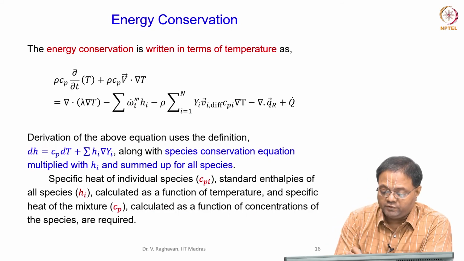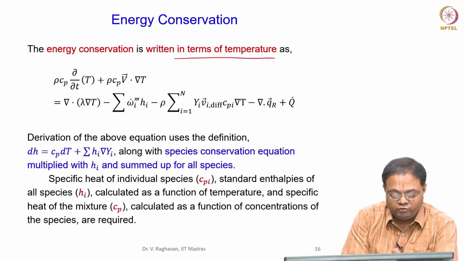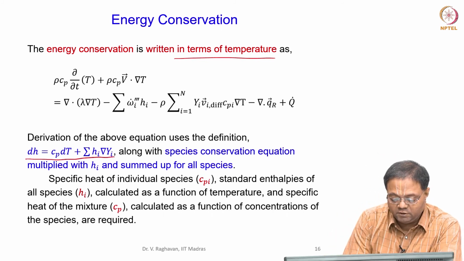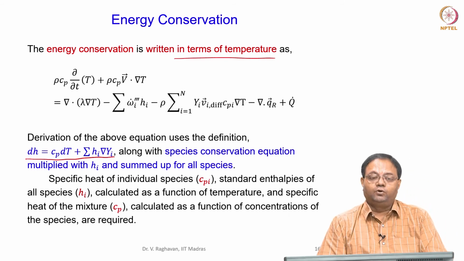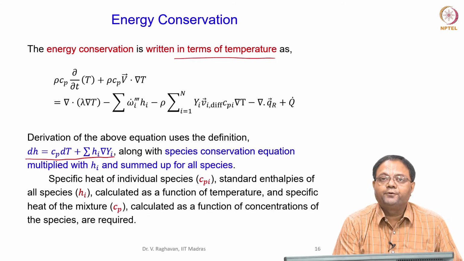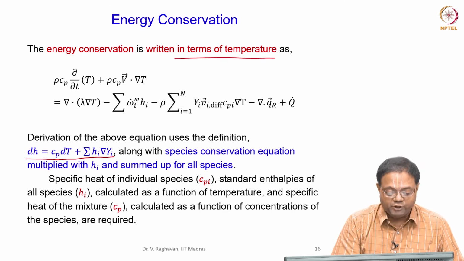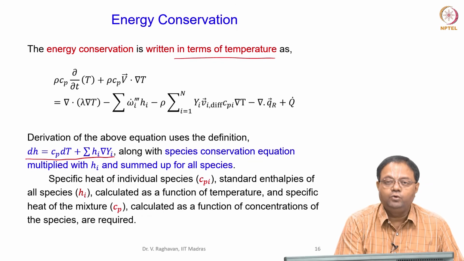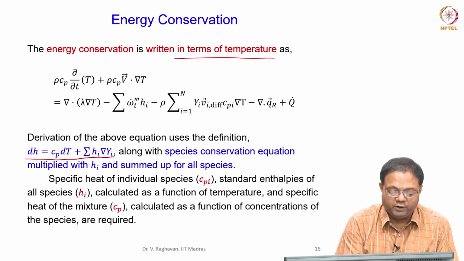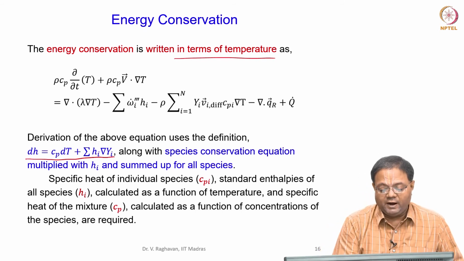Now, in terms of temperature, when you want to write in terms of temperature, we have to use a definition like this: dH is equal to Cp dT plus Hi dYi. This is the definition of the change in the specific enthalpy of the mixture: the mixture specific heat into dT. Cp of the mixture itself will be a function of temperature, so you have to integrate, plus the integral of Hi into dYi. So this is the second term which I have to add.